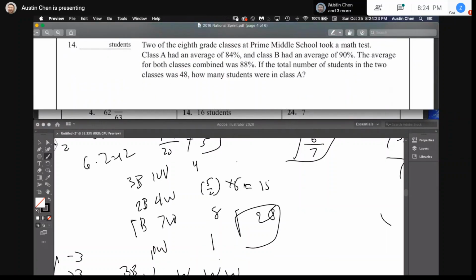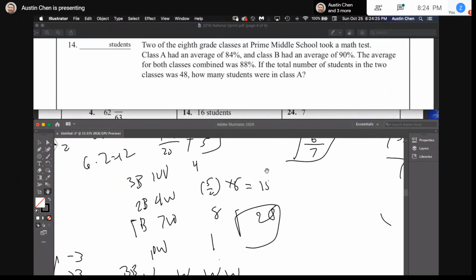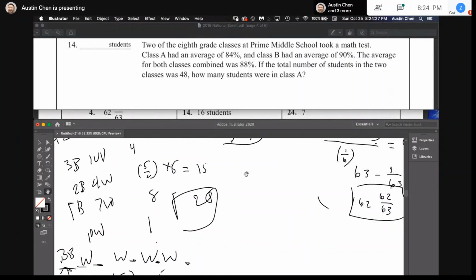2 of the 8th grade classes at Prime Middle School took a math test. Class A had an average of 84%, and Class B had an average of 90%. The average for both classes combined was 88%. If the total number of students in the two classes was 48, how many students were in Class A?